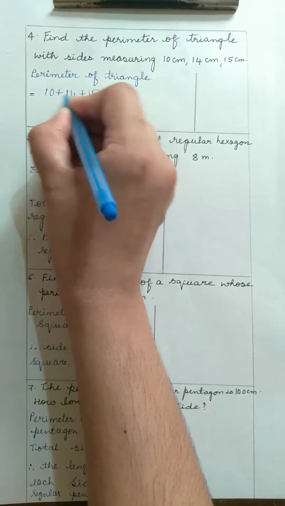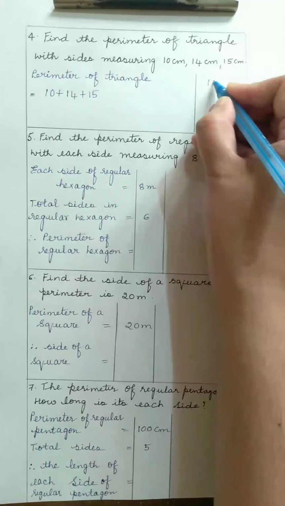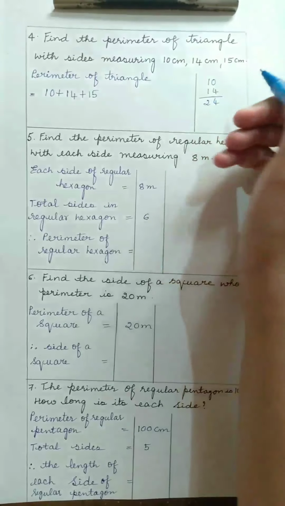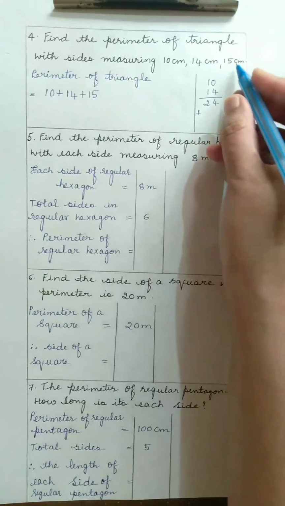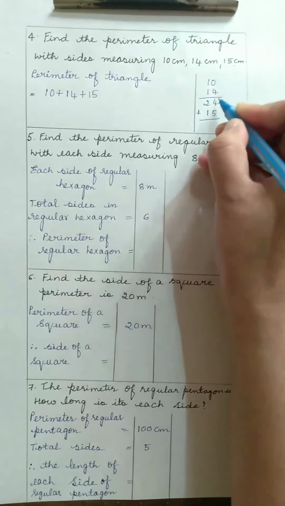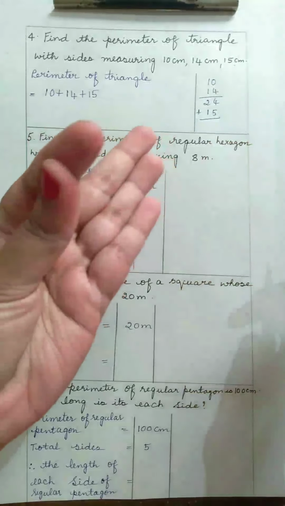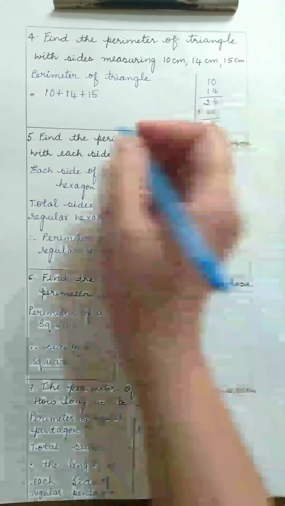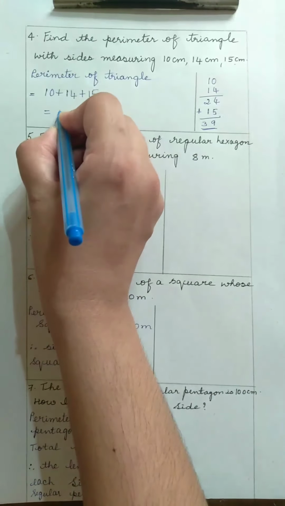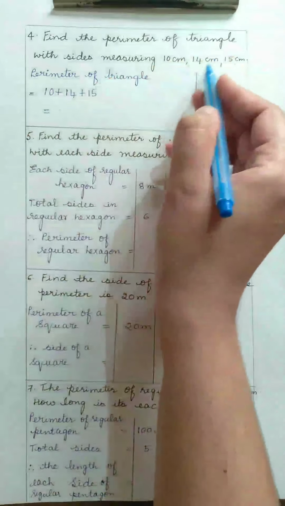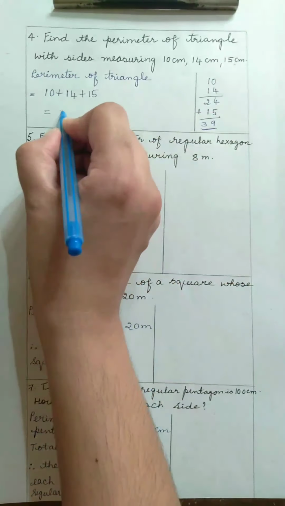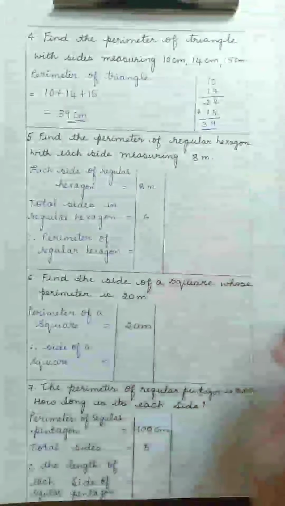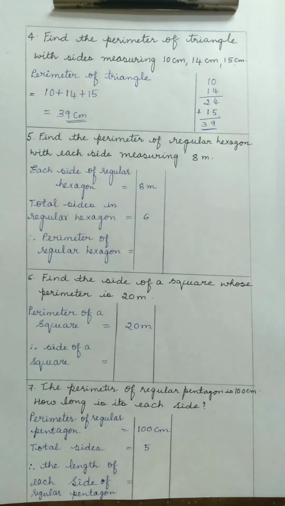While adding these three sides, first let us add 10 plus 14. It is 4, 1 plus 1, 2: 24. To this 24, let us add the third side, that is 15. So 4 plus 5: 4, 5, 6, 7, 8, 9. 2 plus 1 will be 3. Therefore, the perimeter of a triangle with the measurements 10 cm, 14 cm and 15 cm will be equal to 39 cm. That is the answer for the fourth problem.